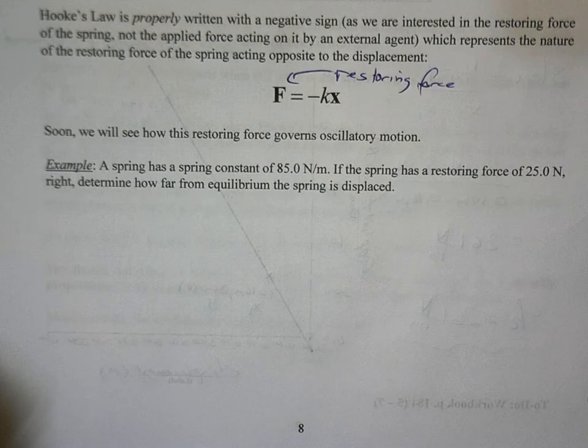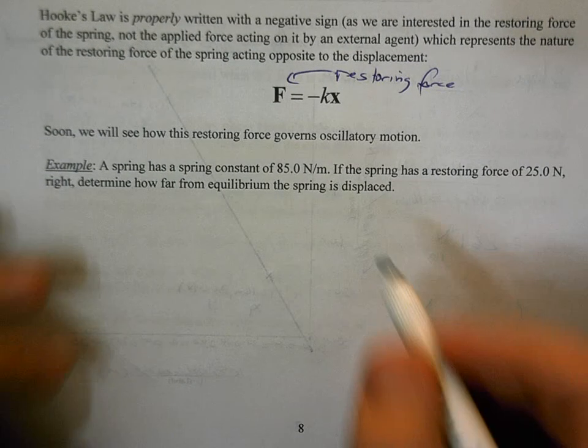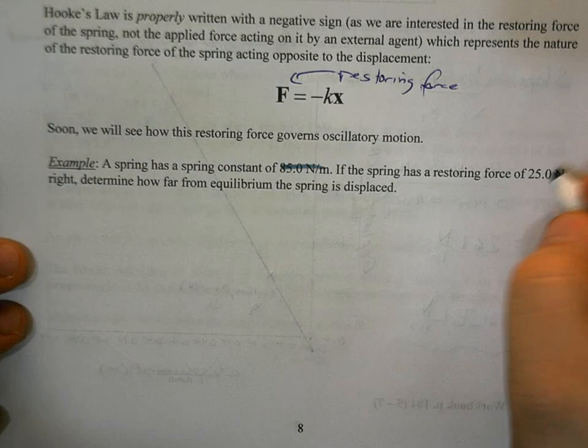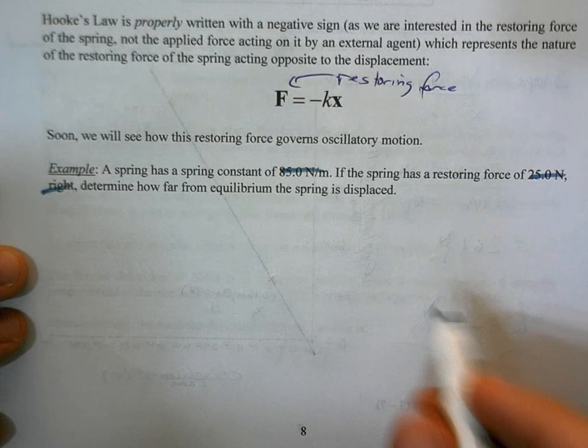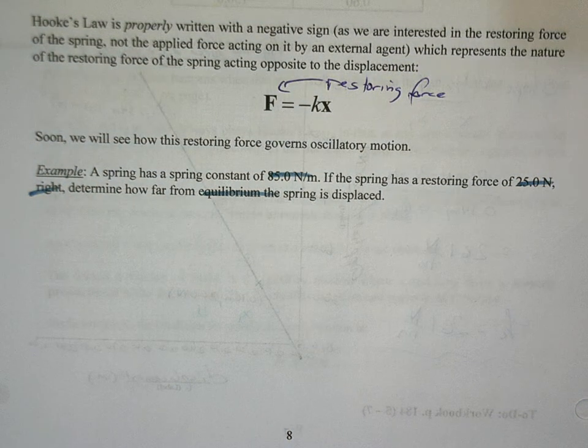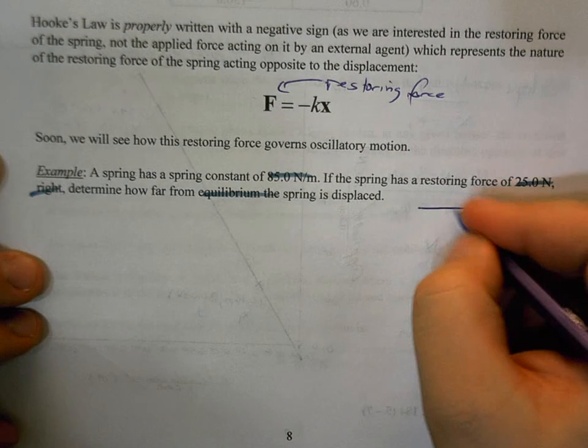So let's look at this question really quickly. We have a spring. It has a spring constant of 85 newtons per meter. The spring has a restoring force of 25 newtons to the right. We want to find out how far from equilibrium the spring is displaced.